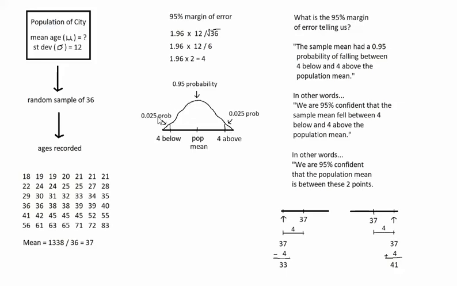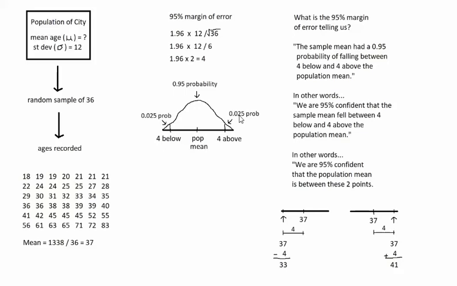The person had a small chance, a 0.025 probability, of getting a sample mean more than 4 below the population mean. And also the person had a 0.025 probability or a 2.5% chance of getting a sample mean more than 4 above the population mean. But those two outcomes are both unlikely. And if you add these three numbers, 0.025, 0.95, and 0.025, you'll see that they add up to 1.